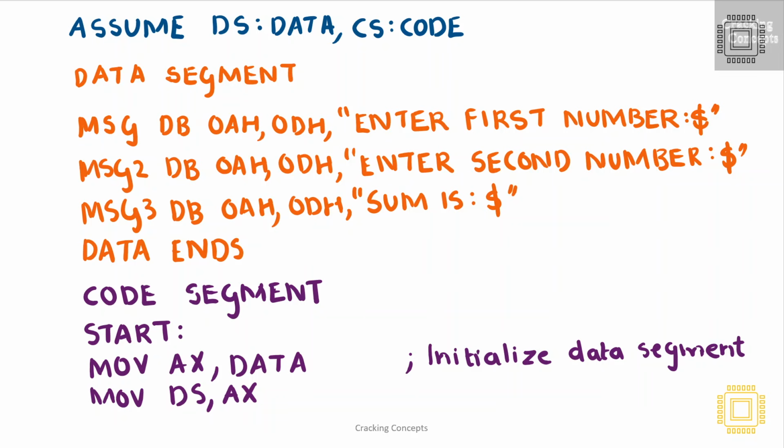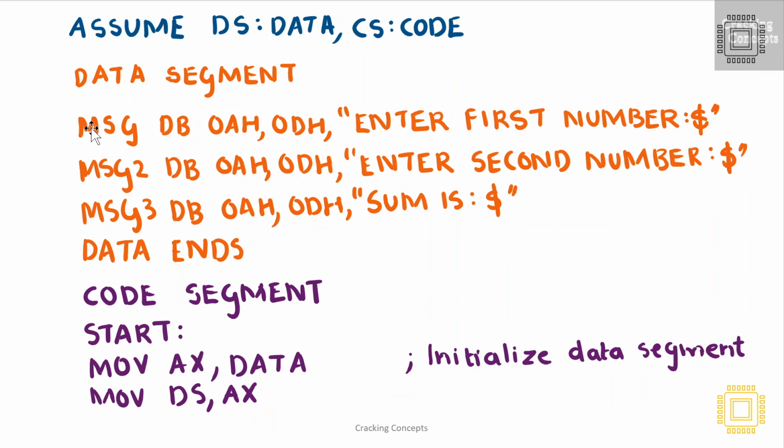Now I'll start writing the data segment. So when we begin a segment, we'll give the segment name followed by the label segment. So data segment. Here I have three variables. Three of them will be strings to indicate the entry of two numbers and its sum.